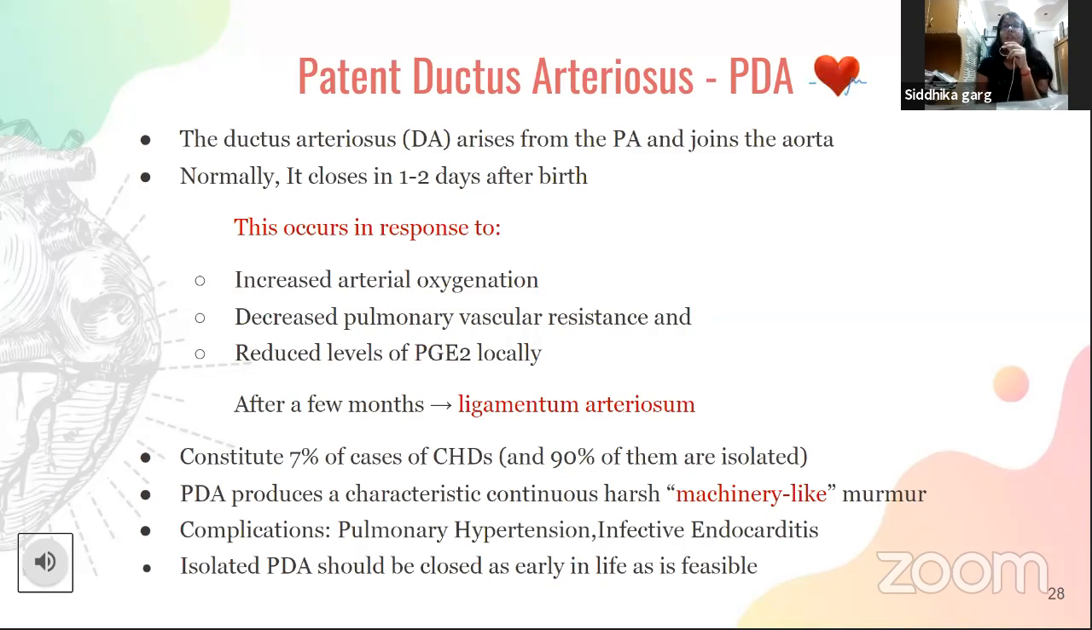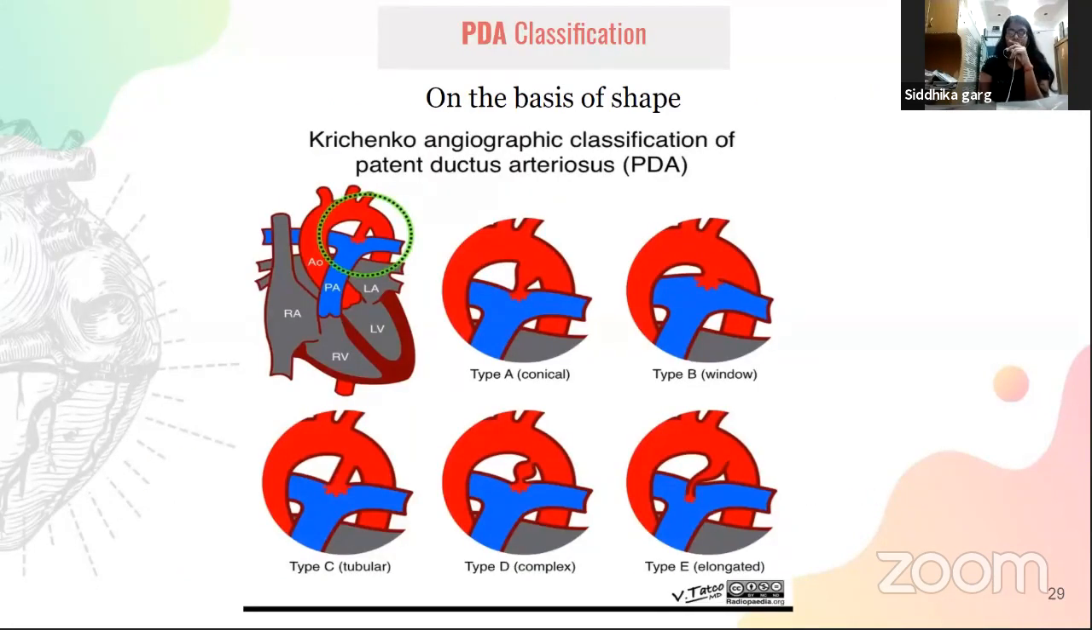Okay, so pulmonary hypertension and infective endocarditis present as complications. An isolated PDA should be closed as early as feasible. Now, PDA classification is based on the shape of the patent ductus arteriosus, which is conical, window, tubular, complex, and elongated.